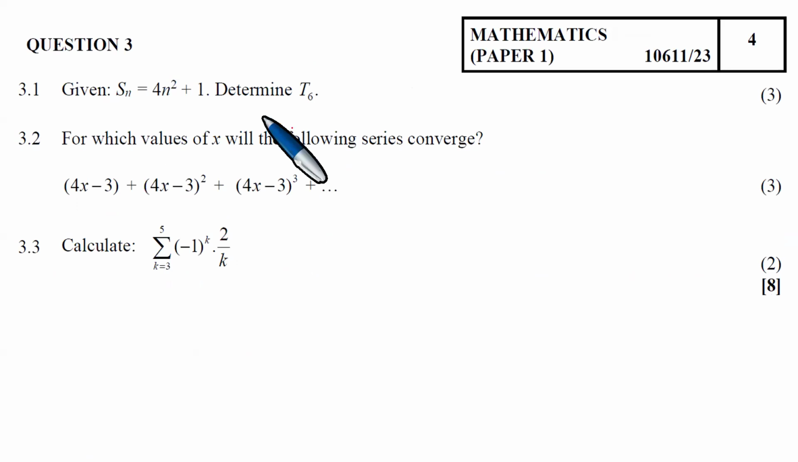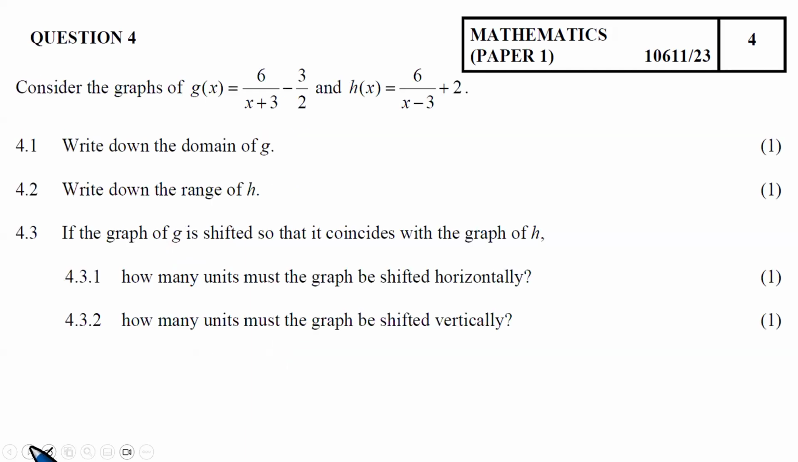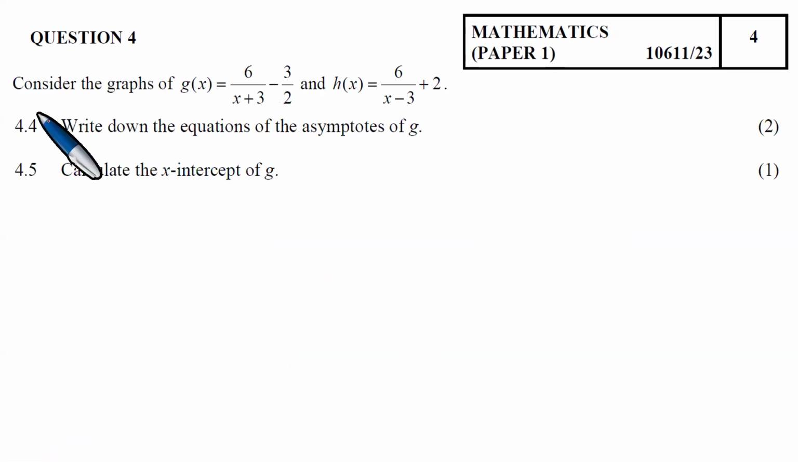Question 3, we did this question 3 on sequences and series. We found T6, we dealt with convergence, but we also looked at question 3.3 as well. We did question 4 on the graphs G and H. We solved these particular questions also from the paper of 2023 preparatory examination. We also looked at 4.4 and 4.5 of the 2023 Mathematics Paper 1 examination that was written in September last year.